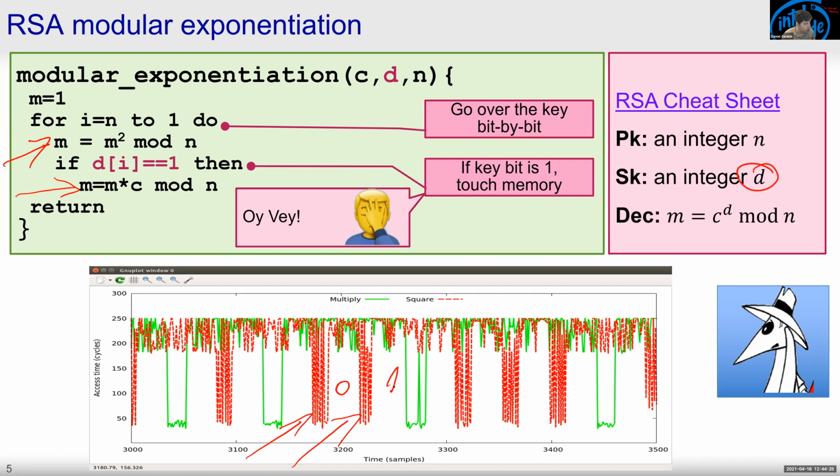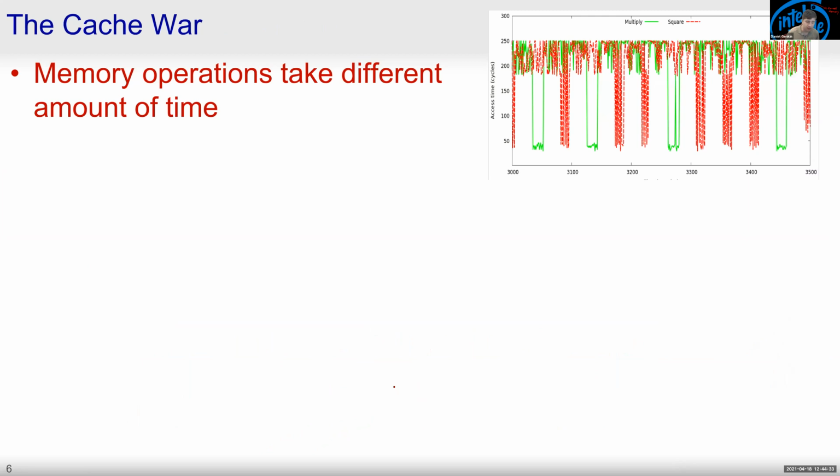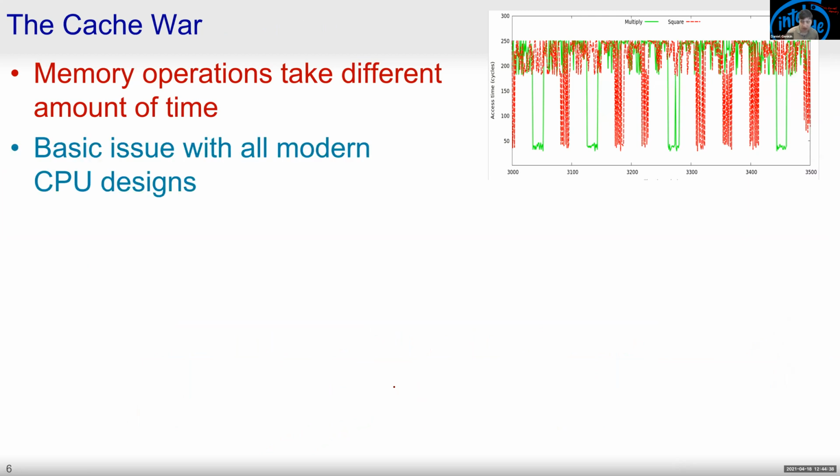Okay, cool. So that's what's known as the war in caches, or the cache side channels. Memory operations take different amounts of time to complete because of caches. It's a basic design flaw in every modern CPU. It's there. Every CPU has this. Tough love.